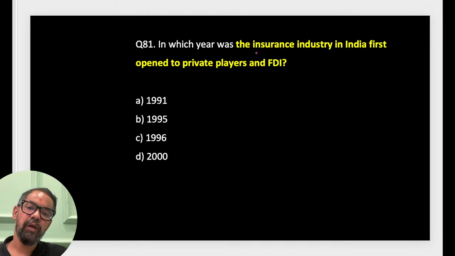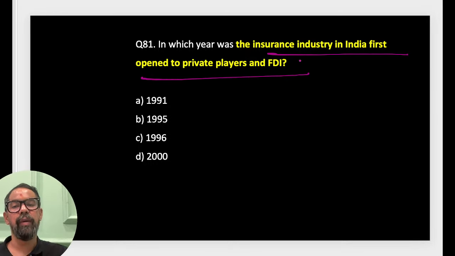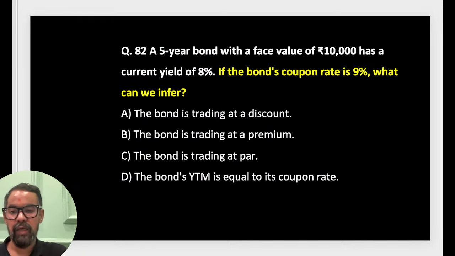In which year was the insurance industry in India first opened to private players and FDI? Tell me, friends. Yes, very good, Vinod sir. Awesome. So option D, 2000. Right. Next one.